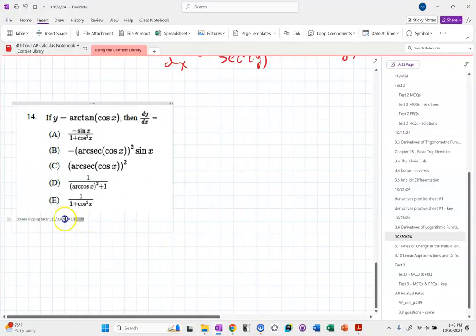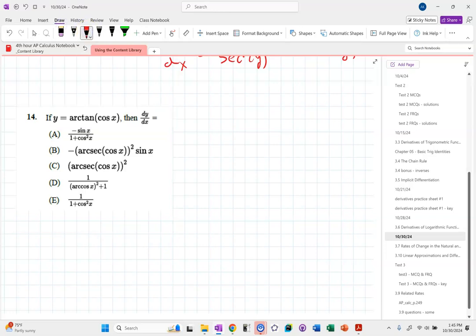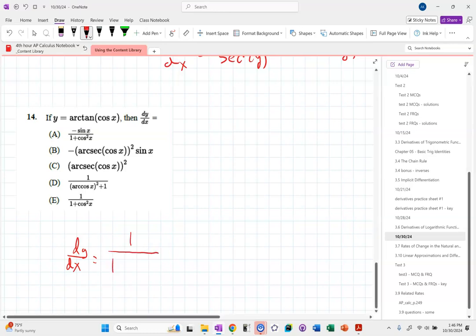All right. So we have arctan of cosine x. So again, I'm just going to be taking the derivative. I notice that this is going to be a chain rule problem. The outer function is tangent inverse or arctangent. The derivative of tangent inverse is 1 over 1 plus x squared. But this time, I'm really going to think of 1 over 1 plus inner squared times the derivative of the inside.